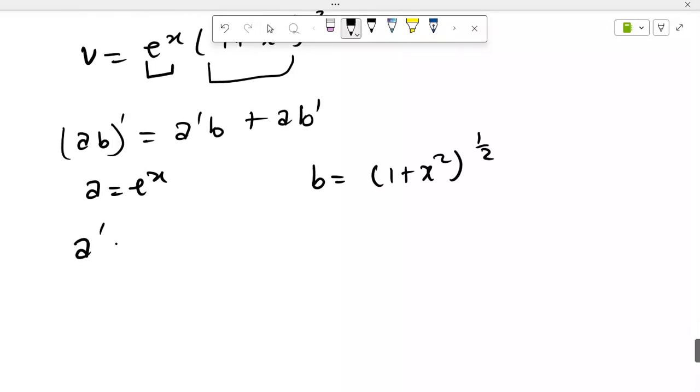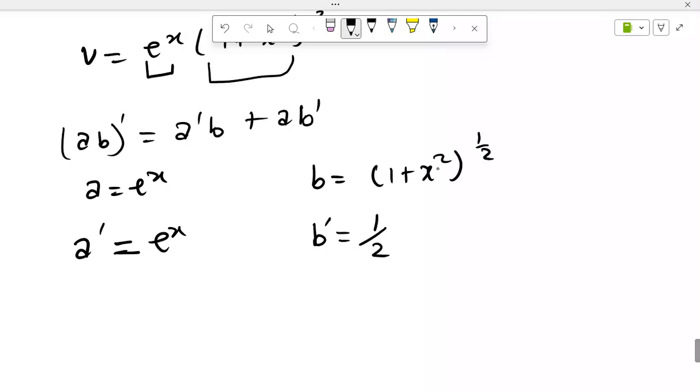So a prime: exponential, integrating it or differentiating it is just the same, so it's just e to the power x. That's your a prime. Then for b we use chain rule. So how does chain rule work? For b prime, with chain rule, you bring down the power.